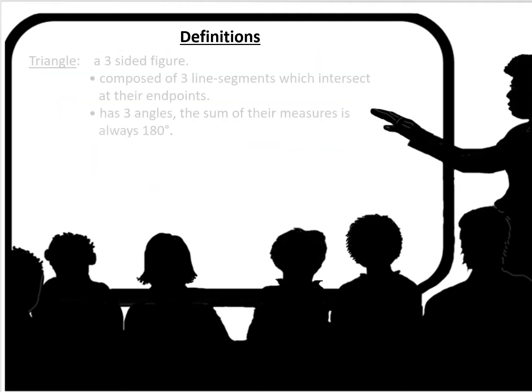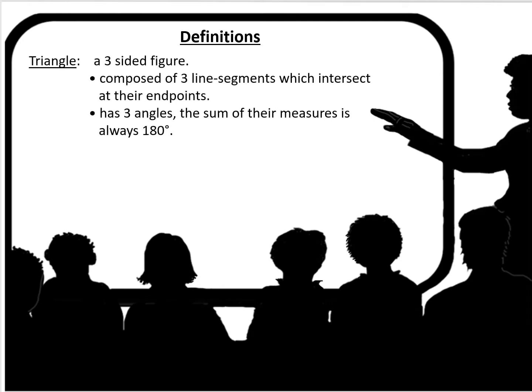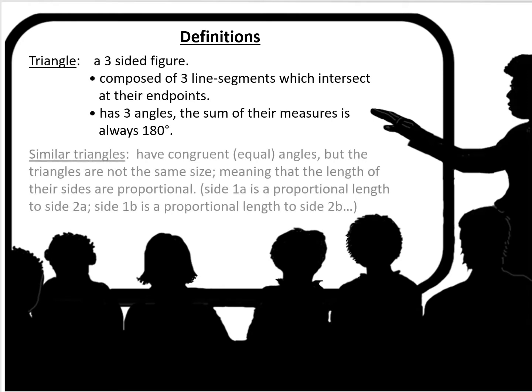There's a couple of definitions to start with. A triangle is a three-sided figure. It's composed of three line segments which intersect at their endpoints, and it has three interior angles. The sum of their measures is always 180 degrees.